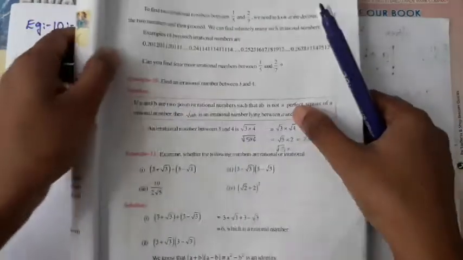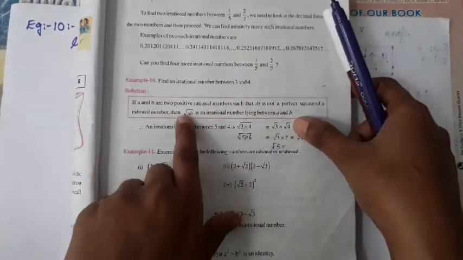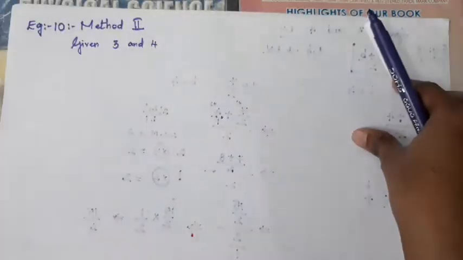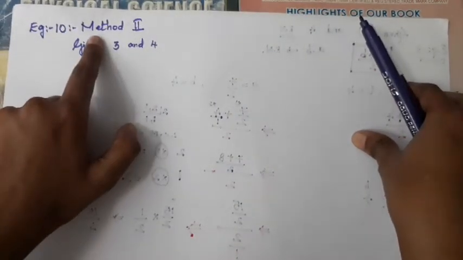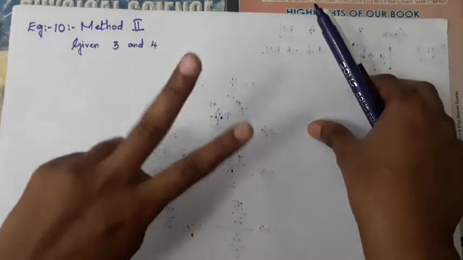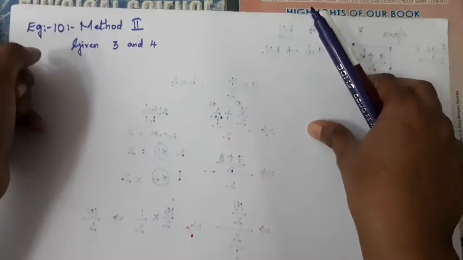In the above video we have taken example 10: find an irrational number between 3 and 4. We used the root a into b formula, that was method 1. Now we are going to do method 2, inserting a rational number between 3 and 4. We have two methods in that also. Method 1 we already took in the above video.